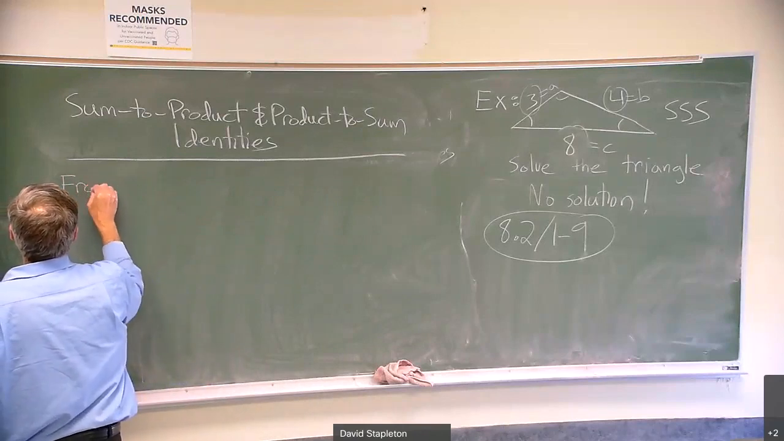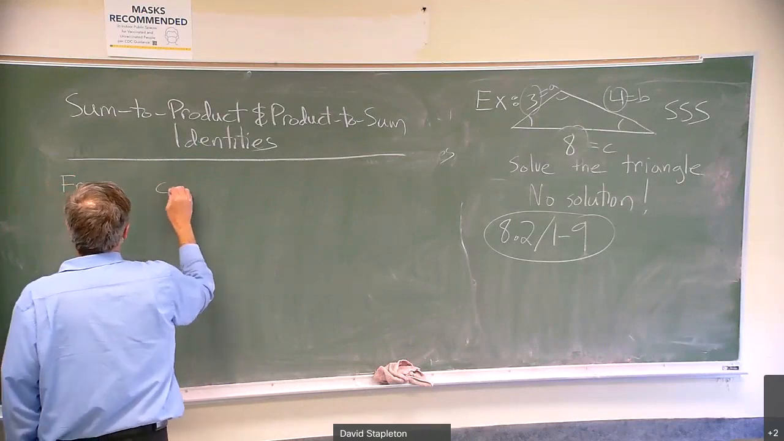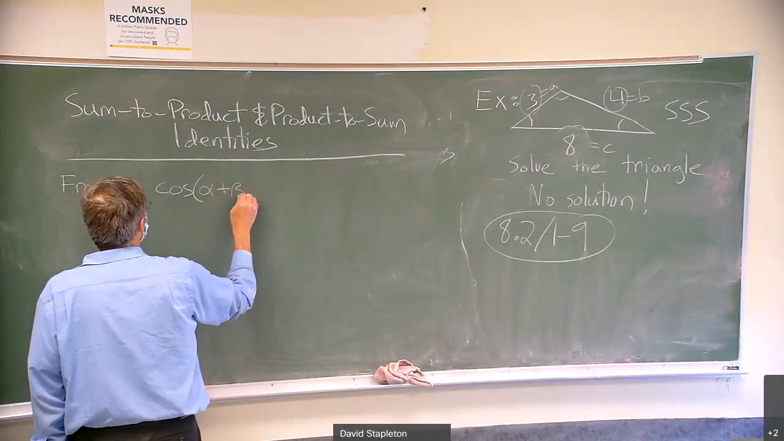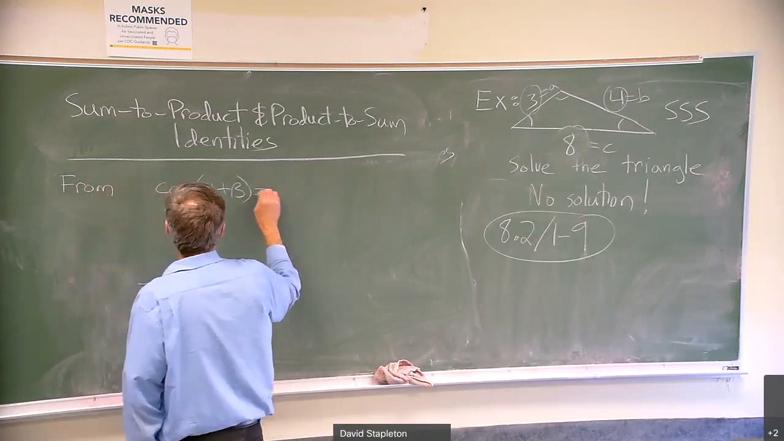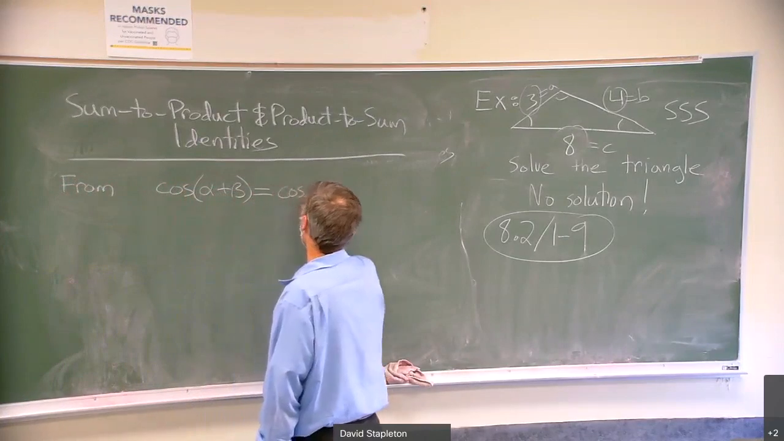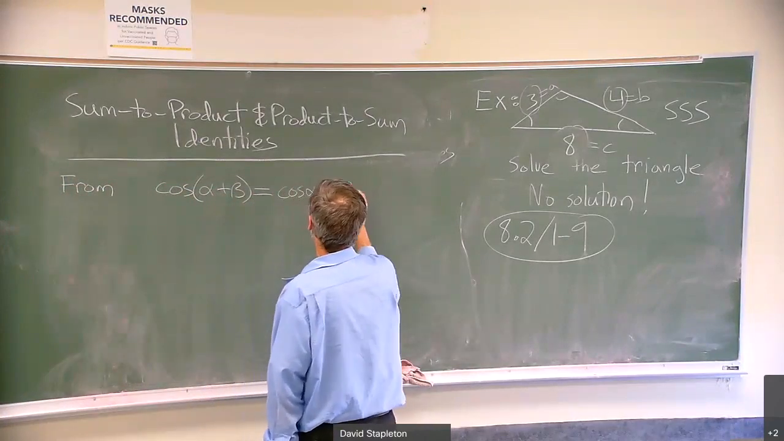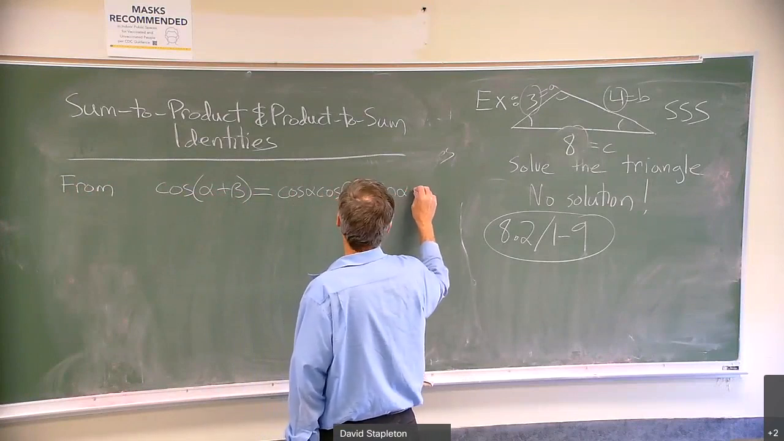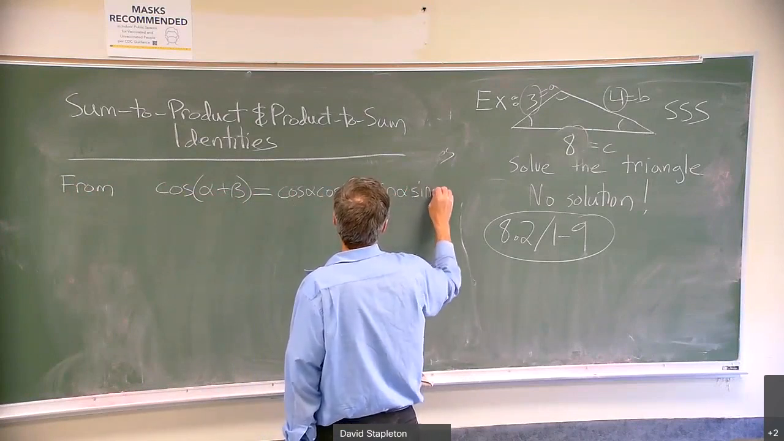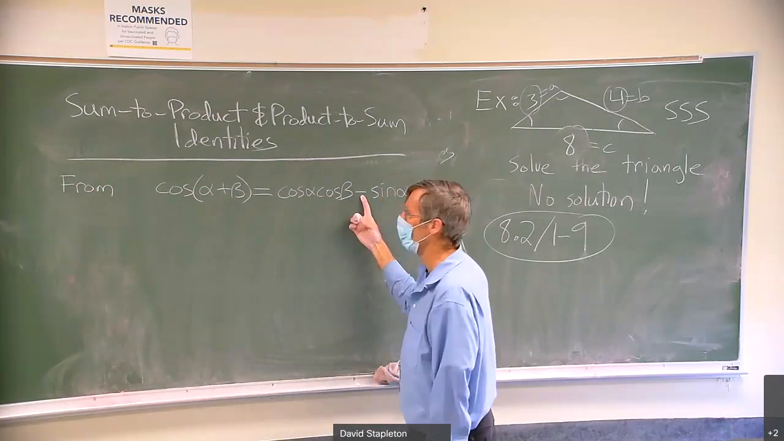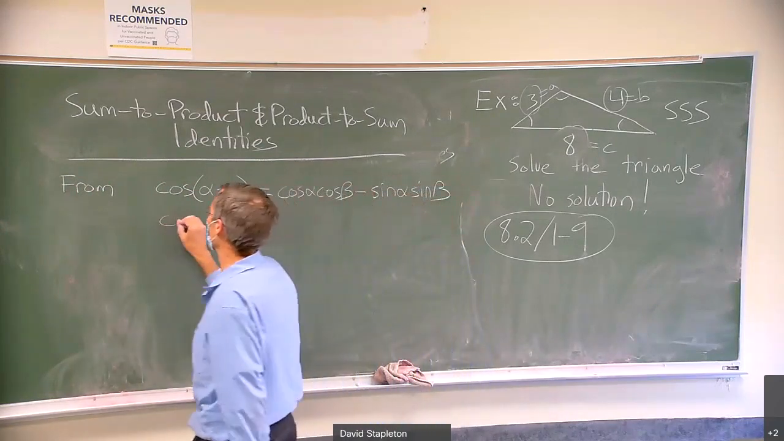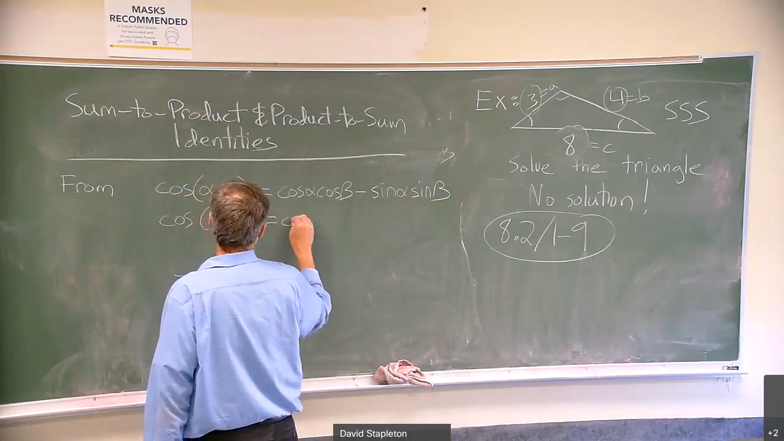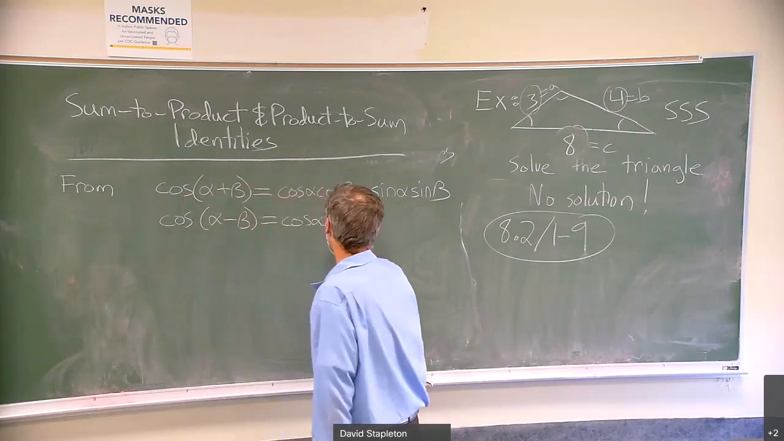So here's the first one. Suppose we look back at these sum and difference identities. We have cosine of alpha plus beta. What is that? That's equal to cosine alpha cosine beta minus sine alpha sine beta. I remember the sum identity: cosine of the sum, plus goes with minus. Now I can also write the difference identity, right? Cosine of alpha minus beta is equal to cosine cosine plus sine sine.